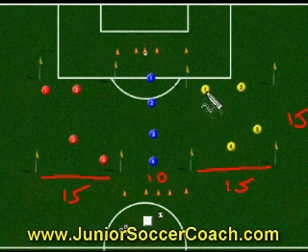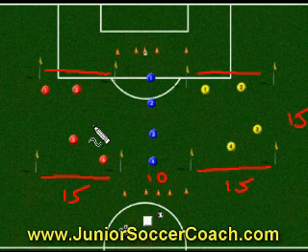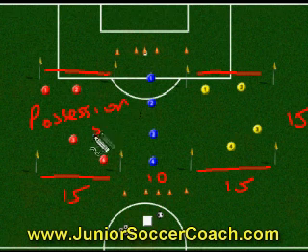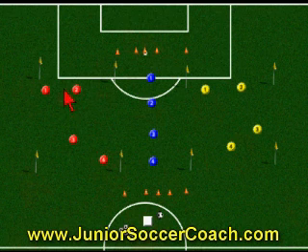Now, in this zone here, the aim of this drill is for the players in the red team and also in the yellow team to keep possession of the ball for 5 passes. The reason is that it forces them to pass amongst themselves, find space, create some space, and keep hold of the ball. But what we want them to do then is switch the ball from this zone over into this zone.